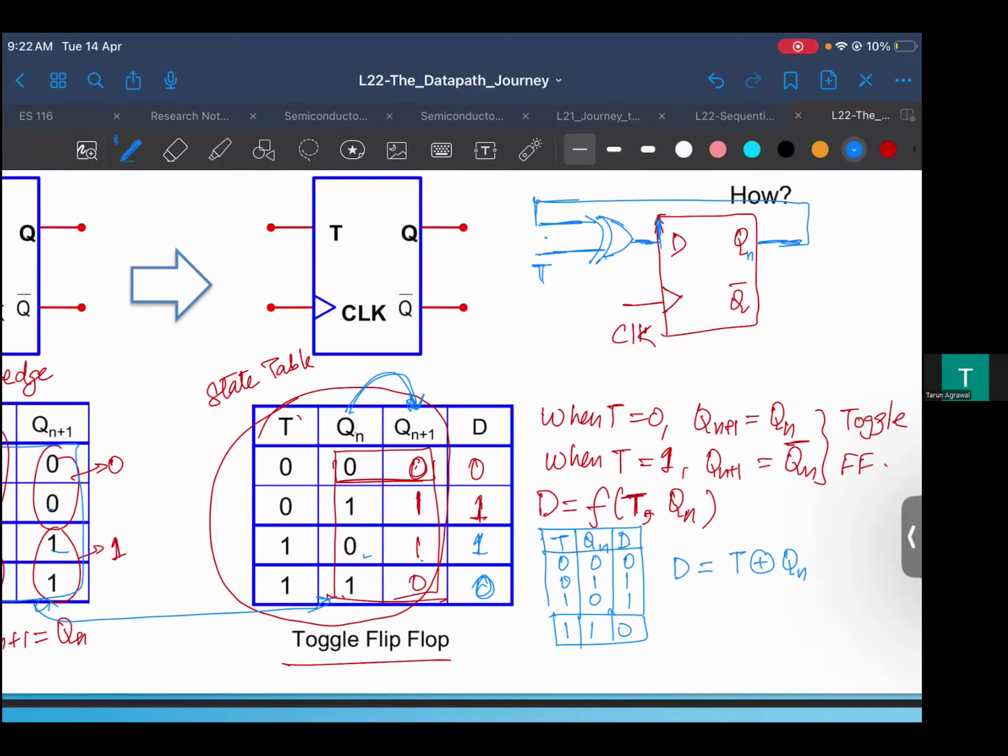So then you know that now this is going to give you the same transition table, which you can verify, right? So when my t is 1, I know that only then it's going to invert, right? When t is 0, then it's just going to pass whatever qn is coming. So if qn was 0, then what you are going to get is next 0. If qn was 1, then you are going to get 1, right? Which is basically the truth table of the toggle flip-flop.